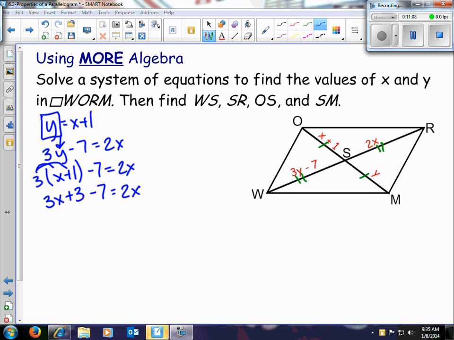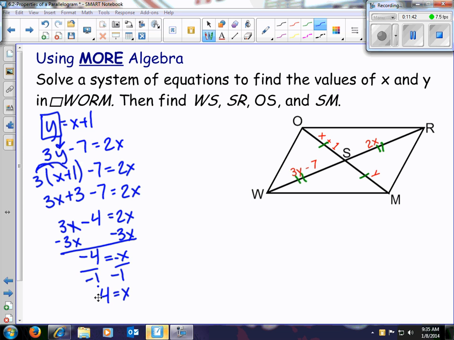Now I can combine like terms. So I have 3x, and then 3 minus 7 is negative 4 equals 2x. Then I can subtract 3x from both sides. So I get negative 4, don't forget that this was minus, negative 4 equals negative x, sorry, because 2 minus 3 is negative 1. Divide both sides by negative 1. So I get 4 is equal to x.